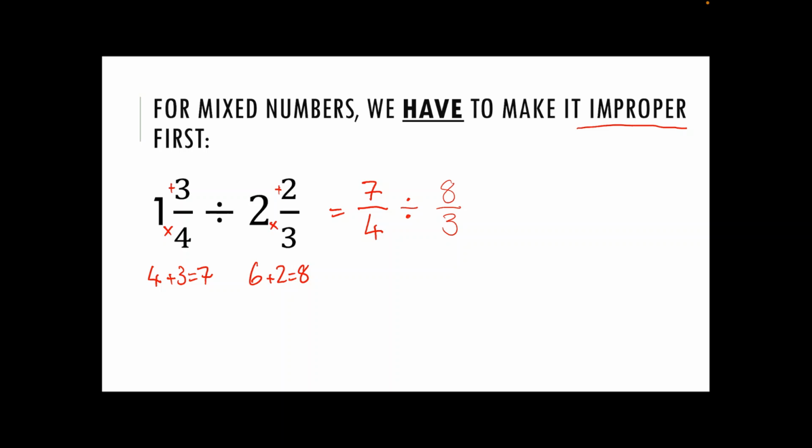I now use KFC to have 7/4, 3/8, and my divide becomes a times. There's no simplifying here that I can do, so 7 times by 3 is 21, and 4 times 8 gives me 32. 21 over 32 we cannot simplify, so that is our final answer.